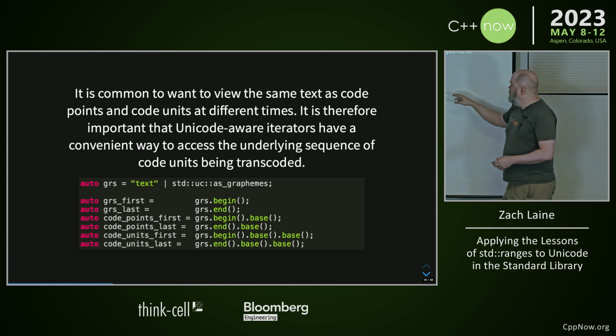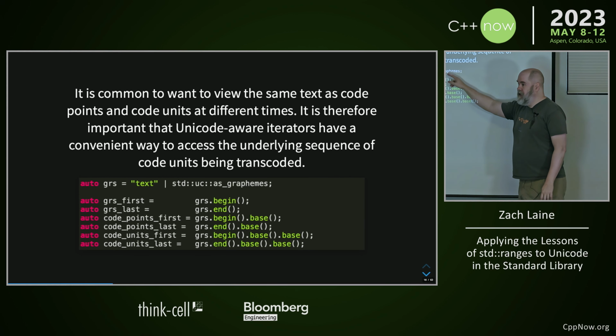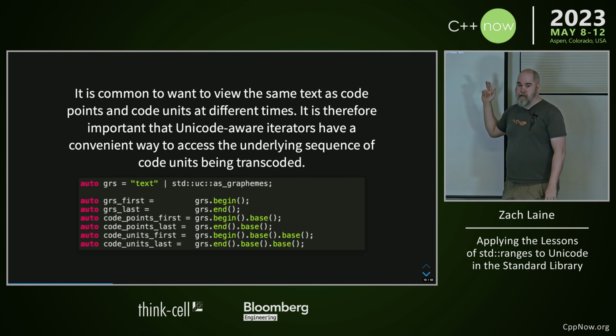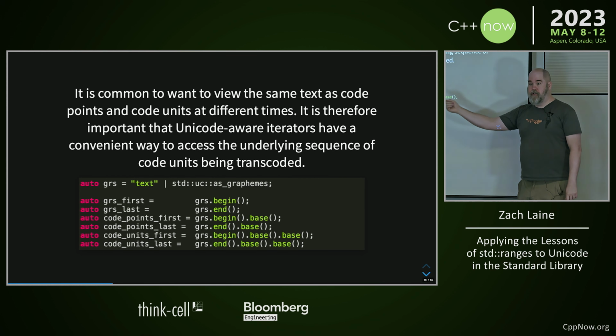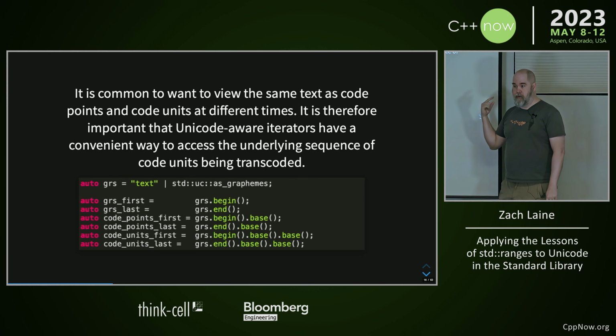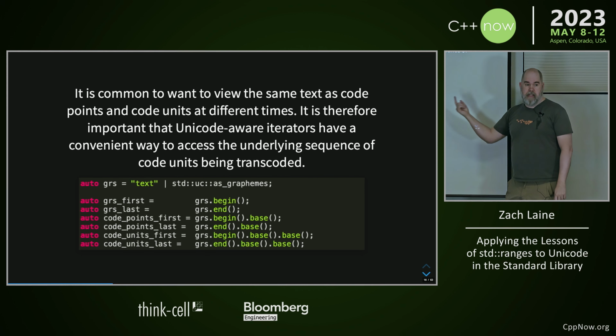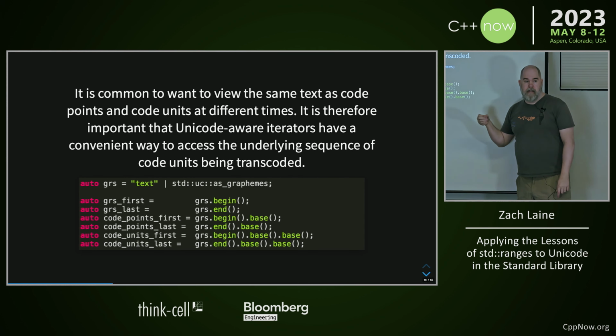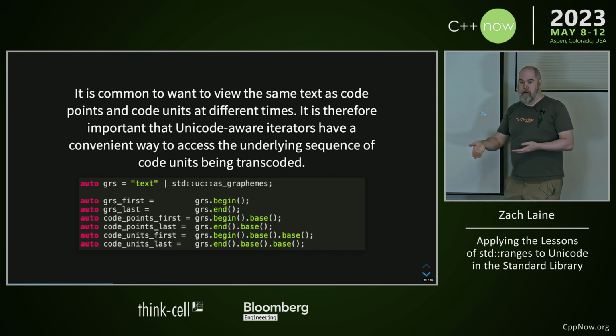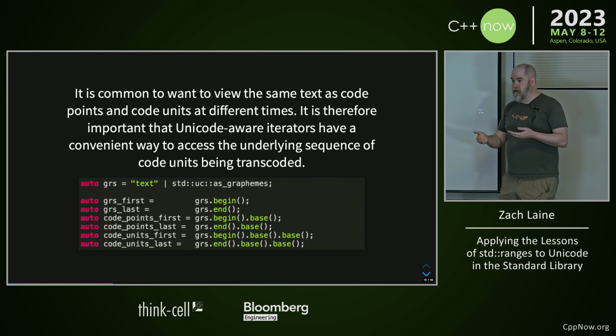If I say begin and end on this grapheme view, I get a sequence of graphemes between that begin and end. But if I say .base on each one of those, now I get a sequence of code points. It's exactly the same sequence, but now it's code points instead of graphemes. If I say .base on that, I get the code units. If it's UTF-32, there are no code units under the covers, but if it's UTF-8, as in this case, there are code units below the code points, and I might want to see those too.